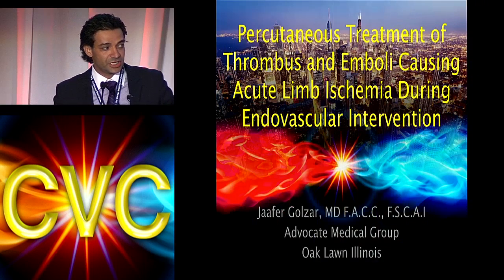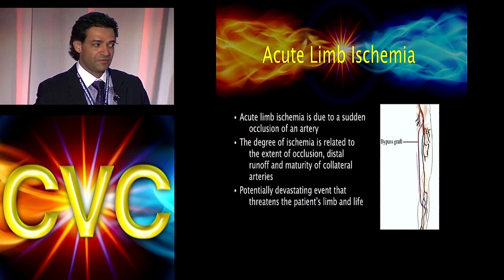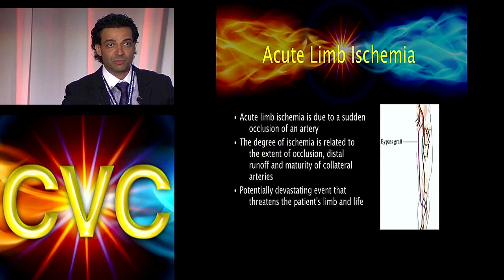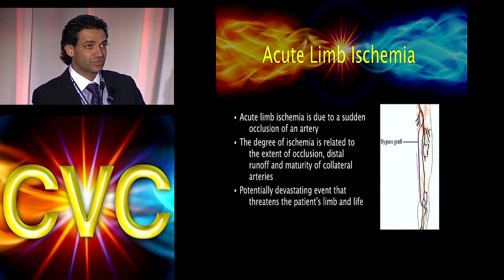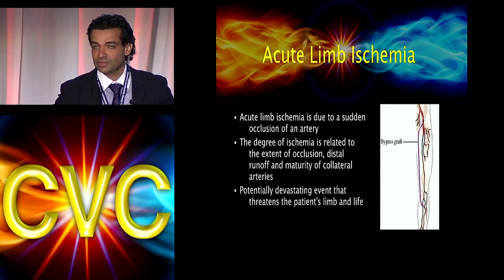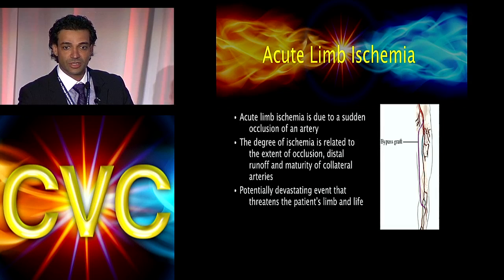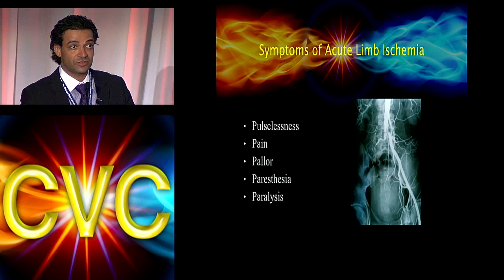Wonderful. So, percutaneous treatment of thrombus and emboli. This will happen. If it hasn't happened to you already, at some point it will happen, and it will result in acute limb ischemia. Acute limb ischemia is defined as a sudden occlusion of an artery causing ischemia to the lower extremity. This can be devastating, and it can result in limb loss, and it will present with pulselessness, pallor, all the 5 Ps, paresthesia, paralysis.